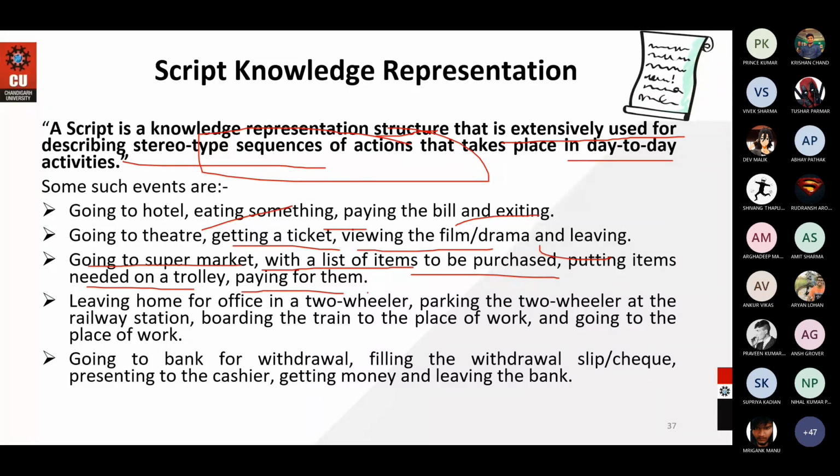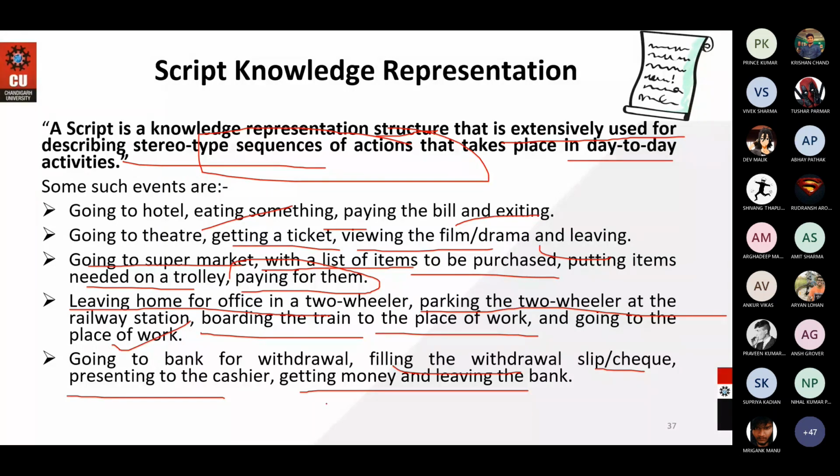Fine. After that, what will happen? You are leaving for office on a two-wheeler. So what will happen next? You will park the two-wheeler at the railway station. Then you will board the train to the place of work and go to the workplace. Fine. Next, you are going to a bank for withdrawal. You fill the withdrawal slip or check, present it to the cashier, get the money and then leave the bank. So this is the complete script which is written for these 5 activities. Suppose we are considering 5 activities. So the script is mentioned for all those 5 activities.